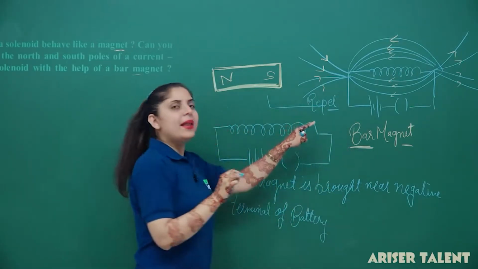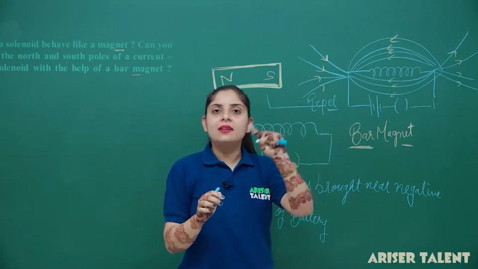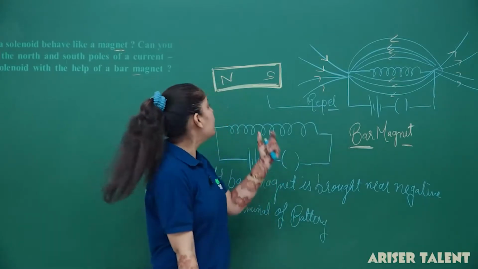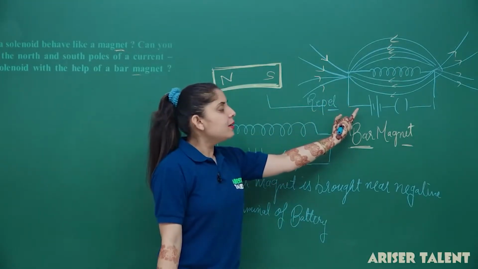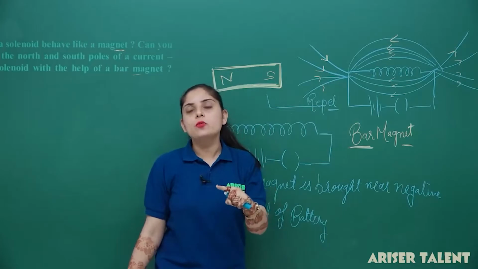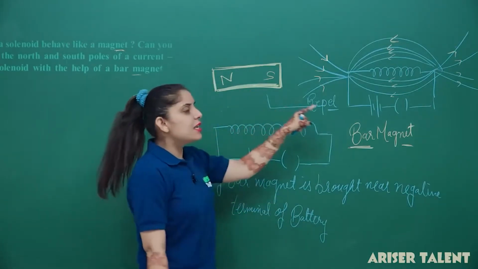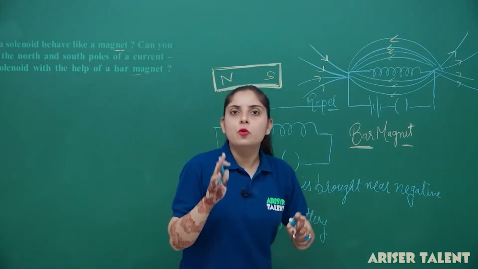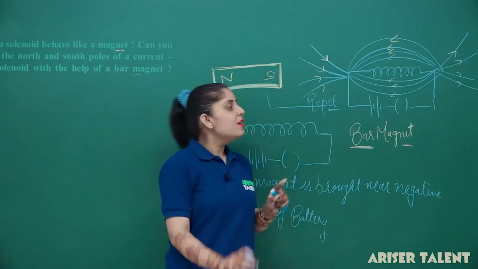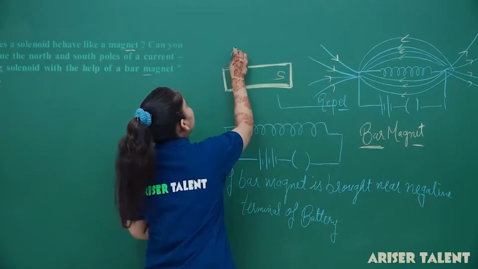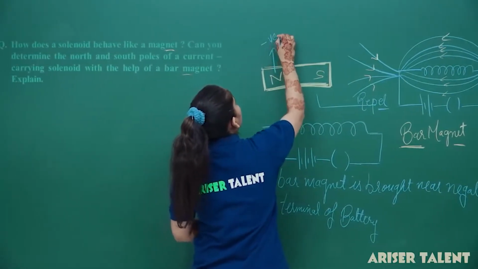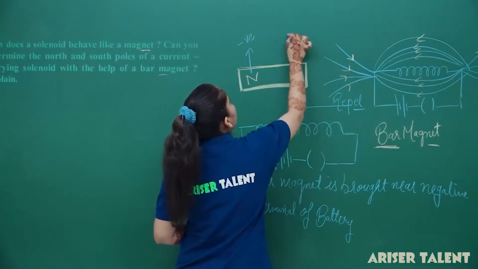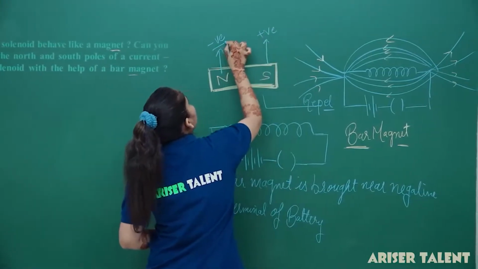And if they are repelling each other, we can say that they are the like poles. So I must conclude that the north pole will be the negative terminal and the south pole will be the positive terminal, because these are going to attract each other. They are repelling in the first case. We know that the like poles always repel each other. So we can conclude that the north pole will be the negative terminal and the south pole will be the positive terminal of a battery.